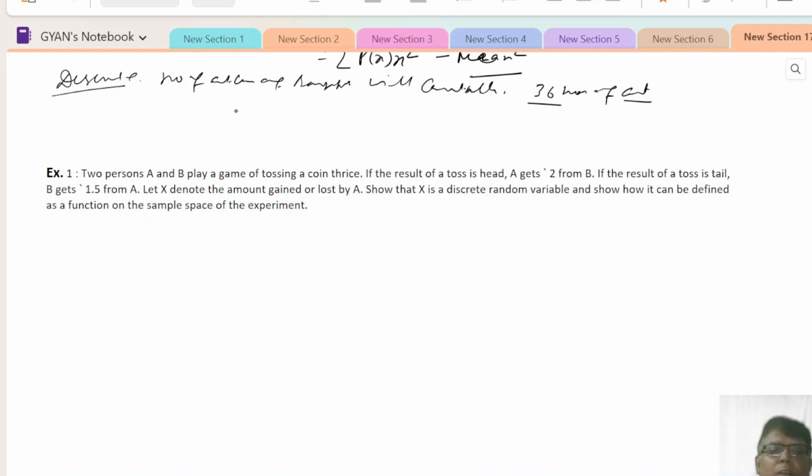So if you are able to count, then this is discrete. And continuous, what is continuous? It's where you cannot count. Like the numbers of population.